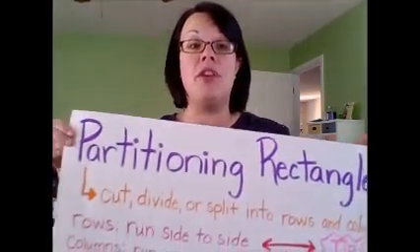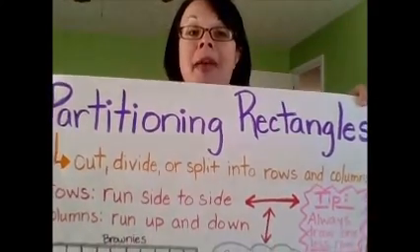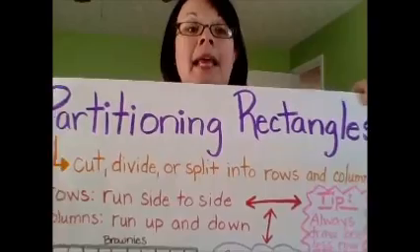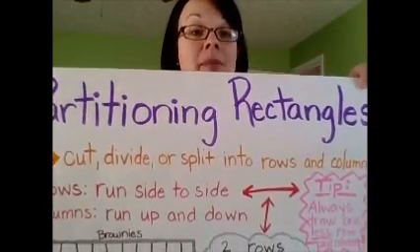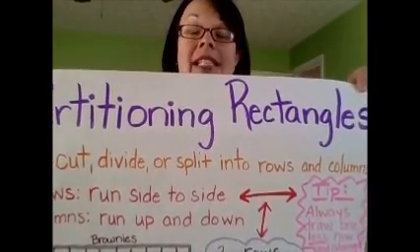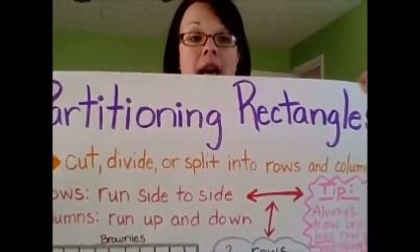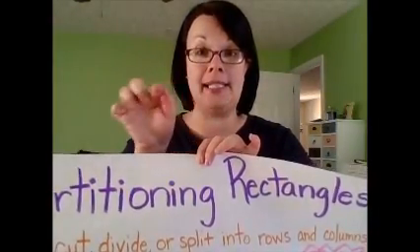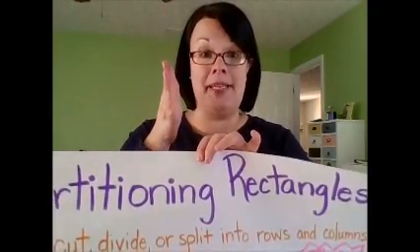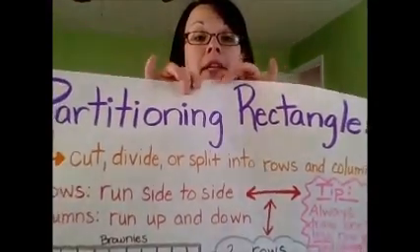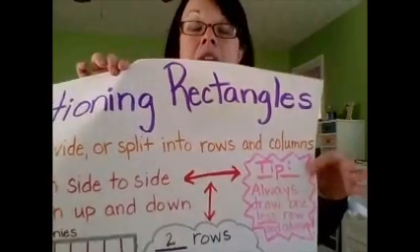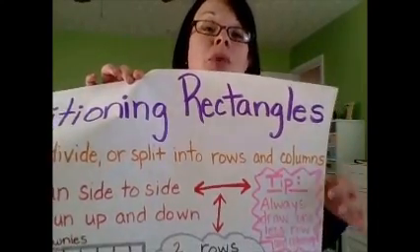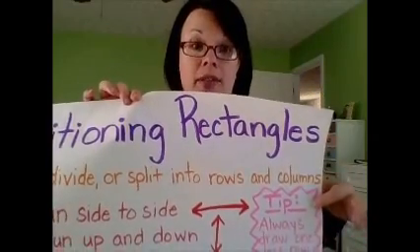But first I want to review with you what partitioning rectangles means. If you may remember this from Monday, partitioning rectangles just means cutting or dividing or splitting rectangles into rows and columns. And we remember that rows run side to side and columns run up and down. And we know that when we're partitioning shapes, we need to make sure that we draw one less line when we're drawing rows and columns, which will give us the correct number of rows and columns.